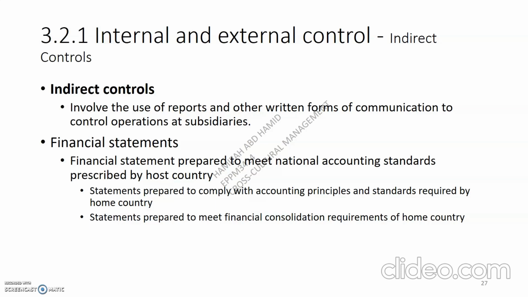One of the ways of indirect control is financial statements. These are statements prepared to meet national accounting standards prescribed by the host country. These statements are also prepared to comply with accounting principles and standards of the home country, and to meet the financial consolidation requirements of the home country as well. Both of these have to have some balance.